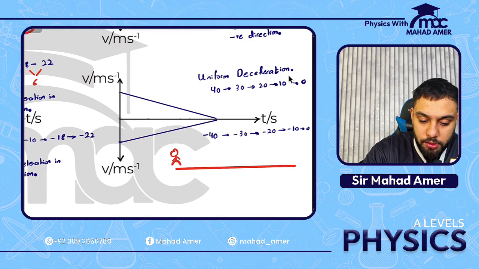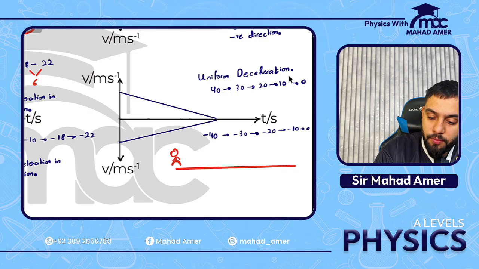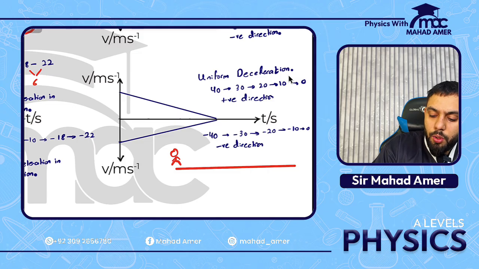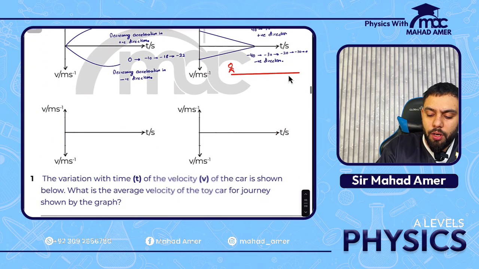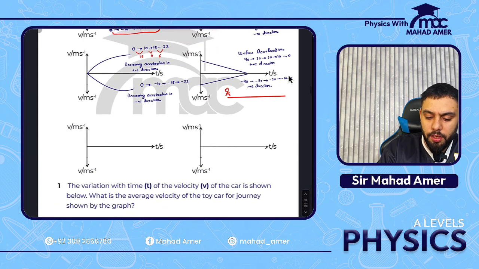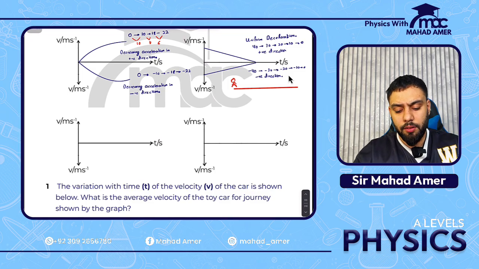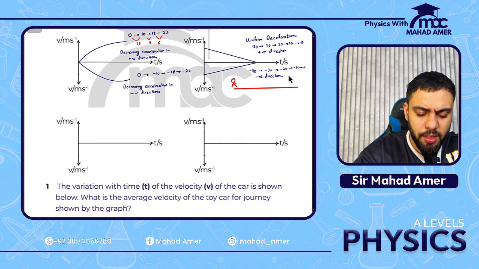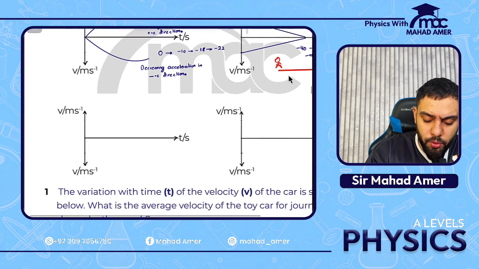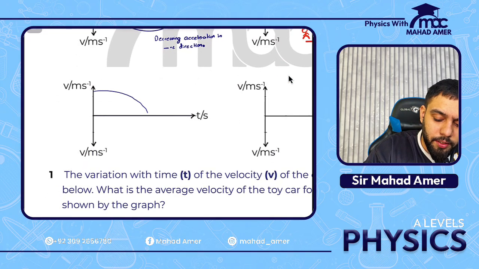Moving on, this is uniform deceleration in the positive direction, and this is uniform deceleration in the negative direction. Similarly, we have got 2 last graphs. I'm not going to take a lot of your time. They're rarely asked in your examinations, but the graph goes like this. This is increasing deceleration.